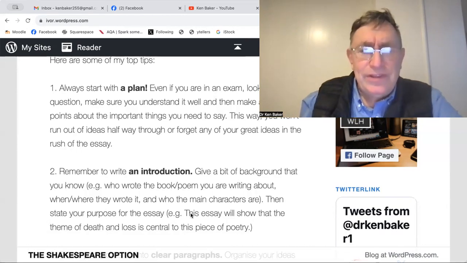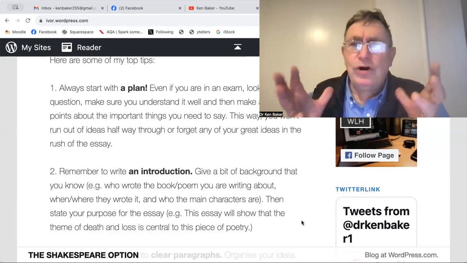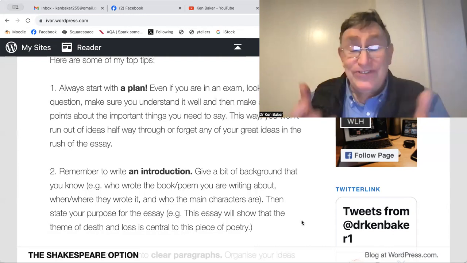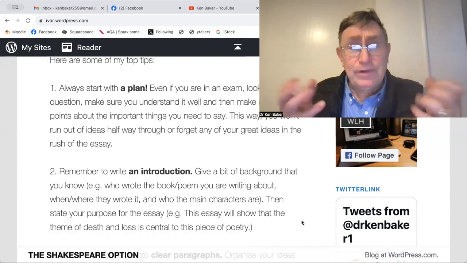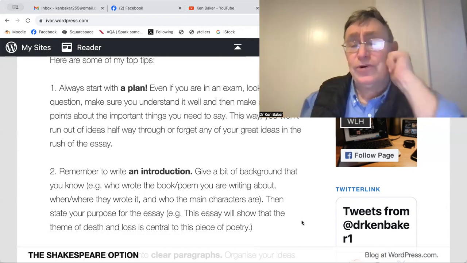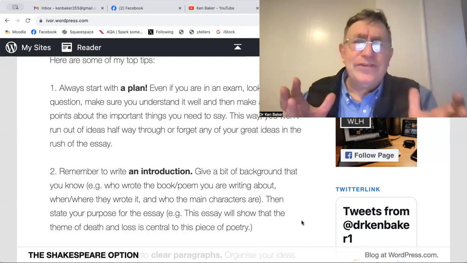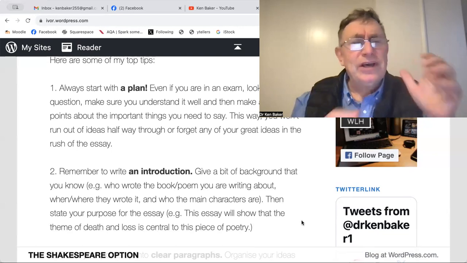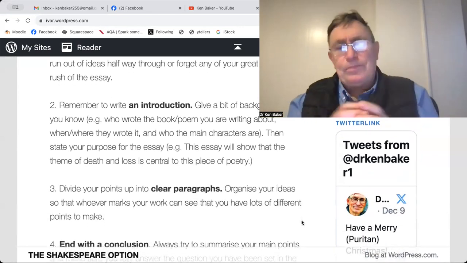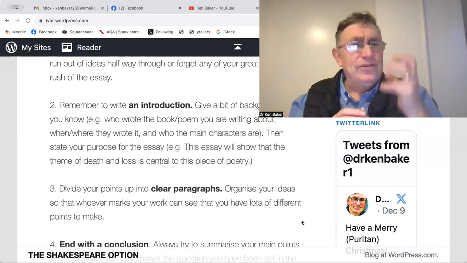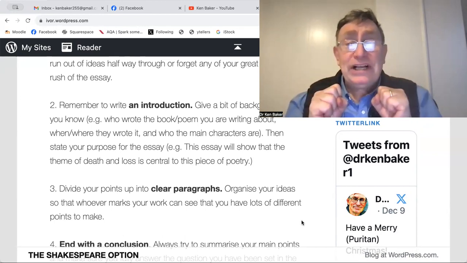So for example, you might say, this essay will show that the theme of death and loss is central to this piece of poetry, or whatever it is. So restate the question that's just been given to you in terms of the introduction. This essay is about this, the character of so-and-so, or the theme of the loss of innocence in To Kill a Mockingbird. Just state it out. So plan, introduce, and then you're going to have some things that carry quotations, but whatever you do, put it into clear paragraphs.